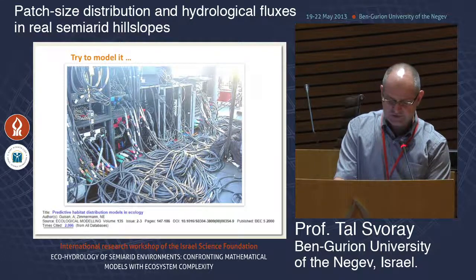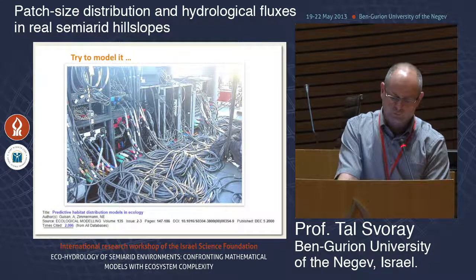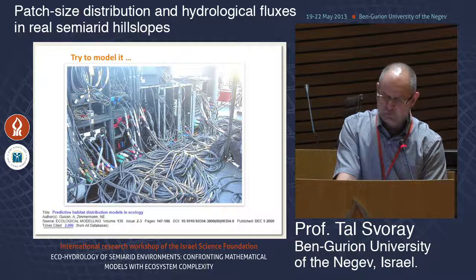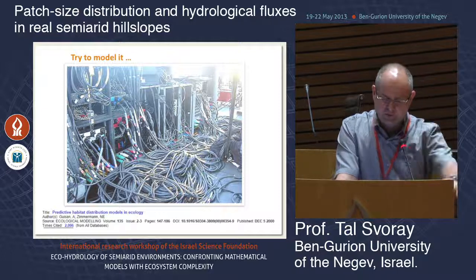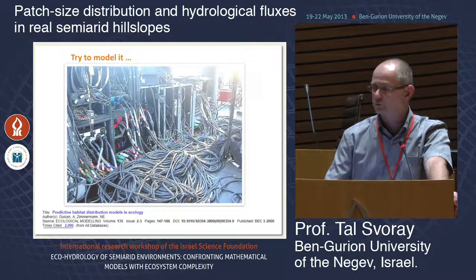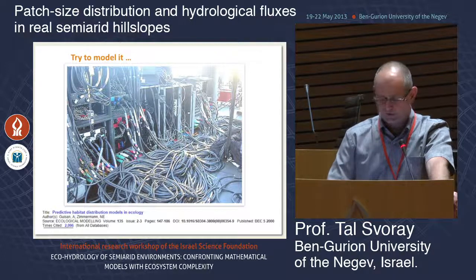And we can see this review work by Guisan and Zimmermann from 2000 of predictive habitat distribution models in ecology, or the effect of abiotic factors on plant growth.